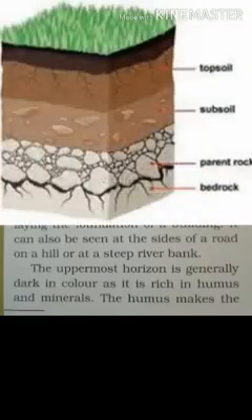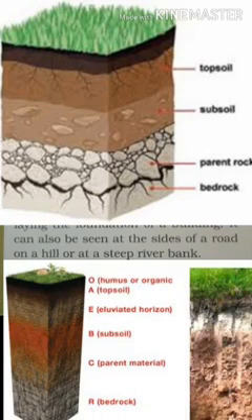Let's see what these horizons are. The uppermost horizon is generally dark in color as it is rich in humus and minerals. It is fertile because of the organic matter, and it provides nutrients to the growing plants, and it also provides nutrients to the organisms like bacteria which live in soil. This layer is generally soft, porous, and it can hold more water.